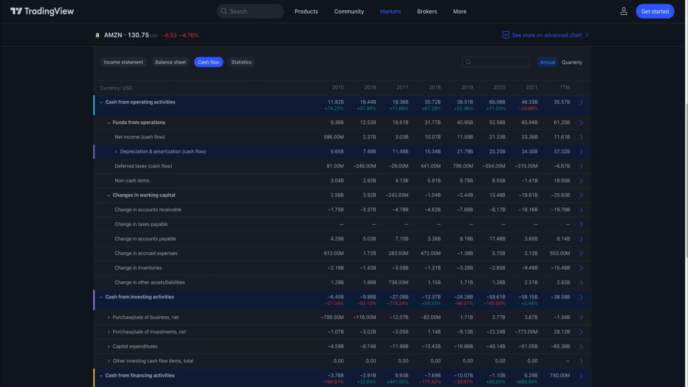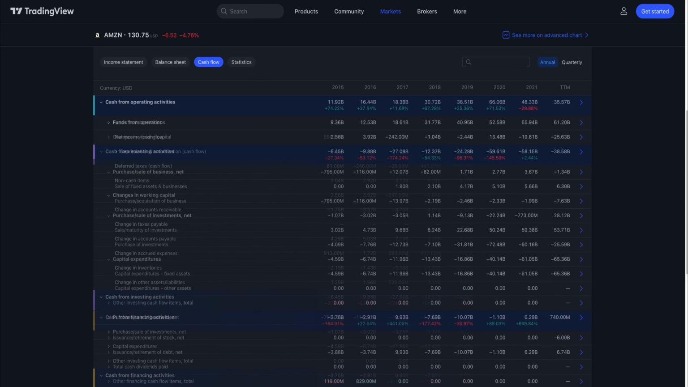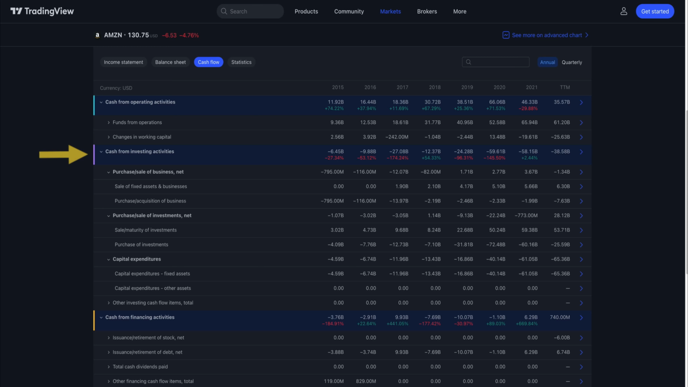But the number to focus more on here is the changes in the working capital as a whole. To summarize the cash from operating activities, you add the funds from operations with the changes in the working capital and you get your cash from operating activities. In Amazon's case, this was 46.33 billion for 2021.